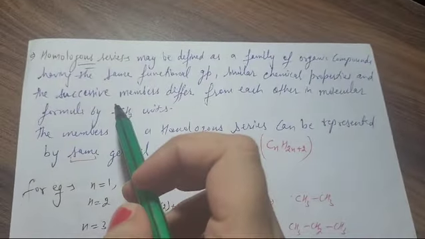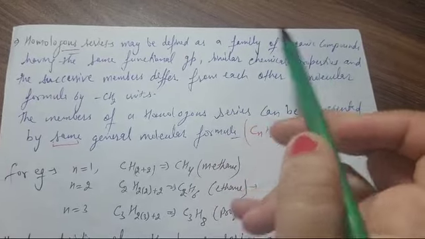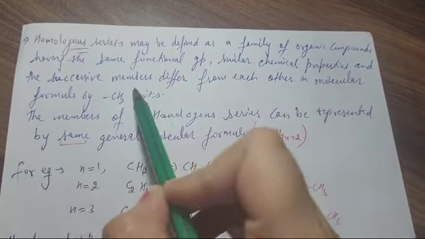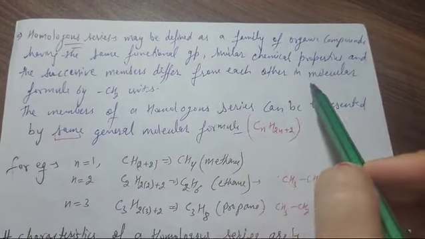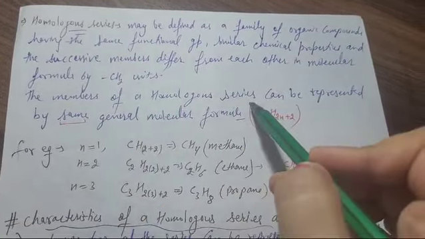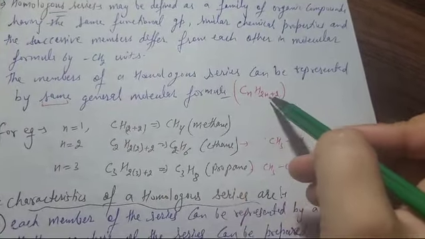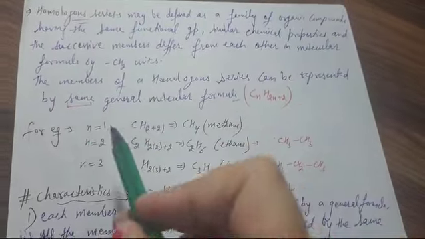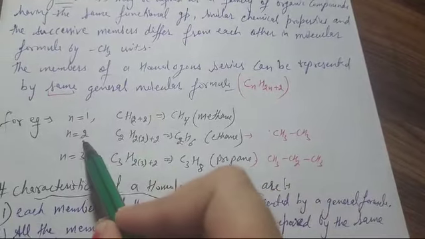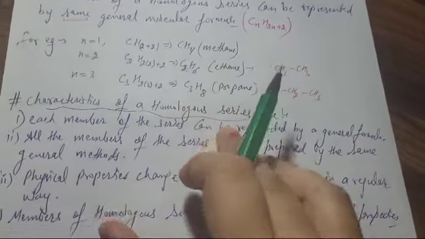Next is homologous series. Homologous series may be defined as a family of organic compounds having the same functional group, similar chemical properties, and the successive members differ from each other in molecular formula by CH2 units. The members of a homologous series can be represented by the same general formula CnH2n+2. For example, if n is equal to 1, it becomes CH4, that is methane. n is equal to 2 becomes ethane. n is equal to 3 becomes propane.